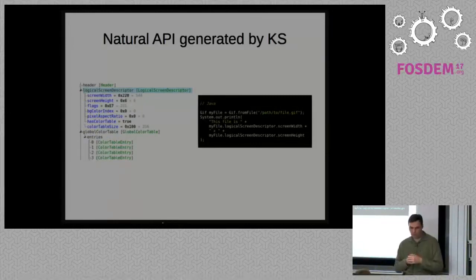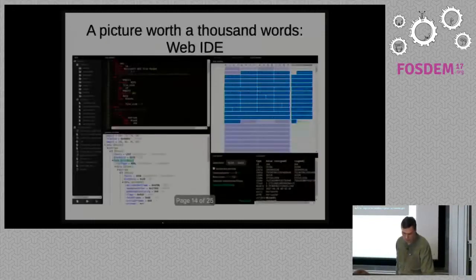For example, in this Java code it starts with Gif.fromFile, which parses some GIF data from the file, and then you just do this file dot something and extract the data right away. For example, this is a one-liner that shows the screen width and height, which is actually the dimensions of the visible fragment of the GIF image, right away in one line of code.